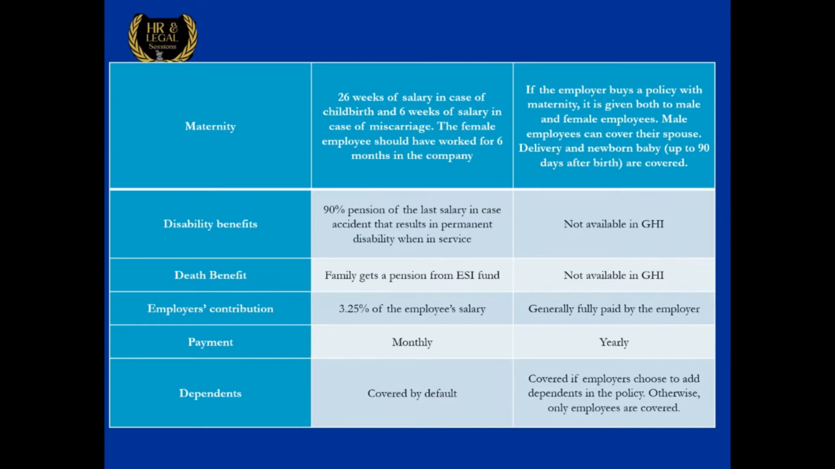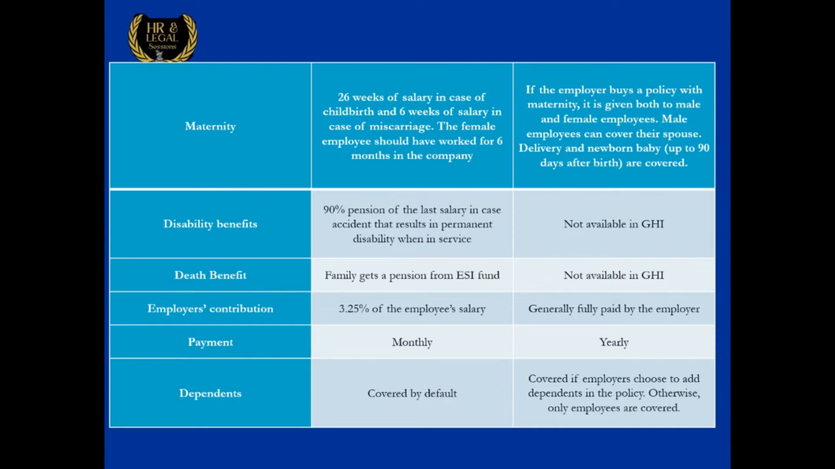Male employees can cover their spouse also. In the disability benefits, in the ESI, 90% of the last salary is paid as pension in case of an accident that results in permanent disability when the person is in service. In the group insurance there is no such facility. In the death benefit, the family gets a pension in the ESI. Here there is no such facility. In the employer's contribution, it is 3.25% of the employee salary in the ESI, but there is no such thing here.